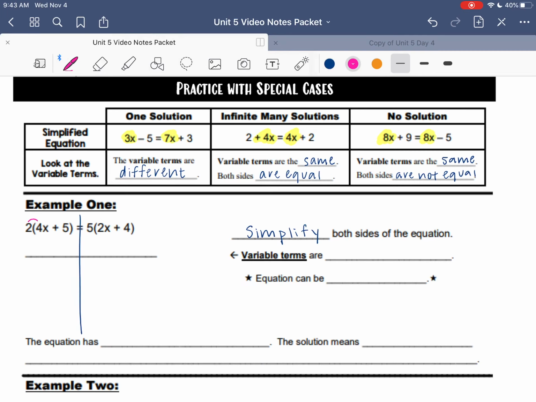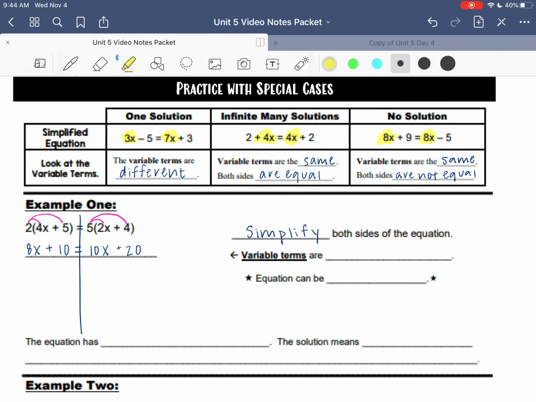So I know when I distribute, I'm going to take what's on the outside of the parentheses and it's going to get multiplied to everything inside the parentheses. So on that left side, I have 2 times 4x, which is 8x, and 2 times positive 5 is positive 10, so plus 10. Then I have, on the right side, 5 times 2x is 10x, and 5 times 4 is 20. So now I'm going to pause right there. When we want to talk about a simplified equation, this is pretty simplified. We have just variables and constants on both sides.